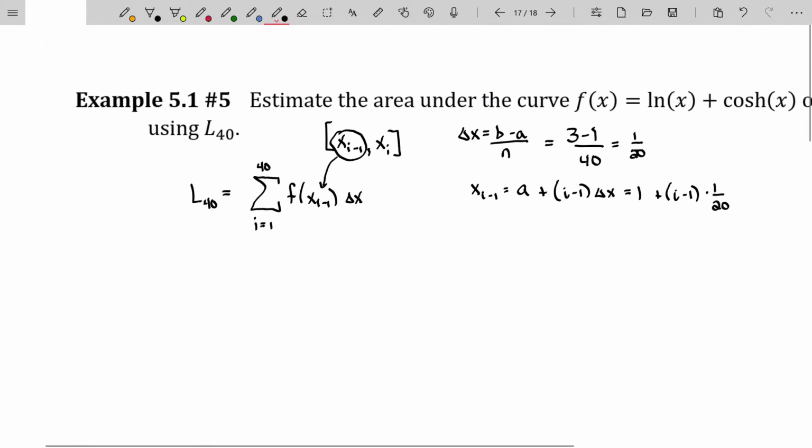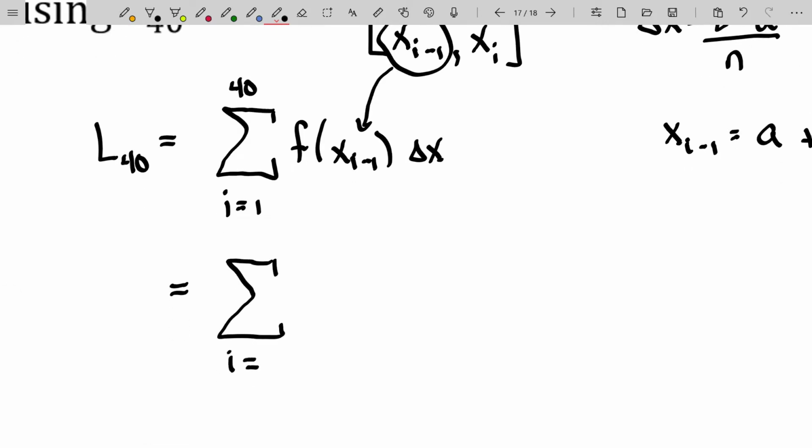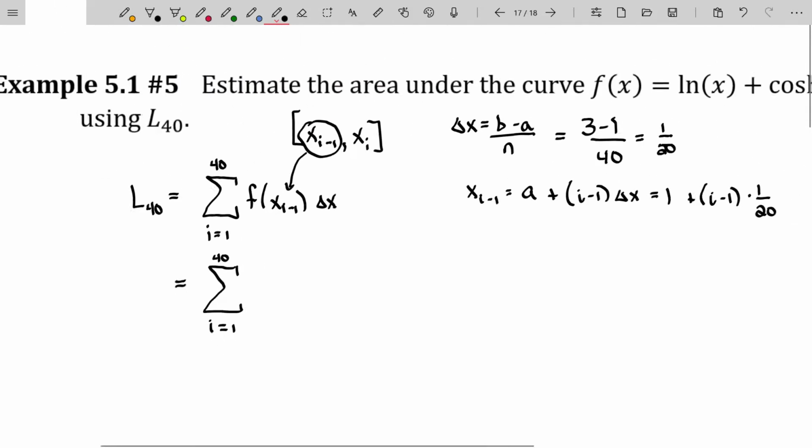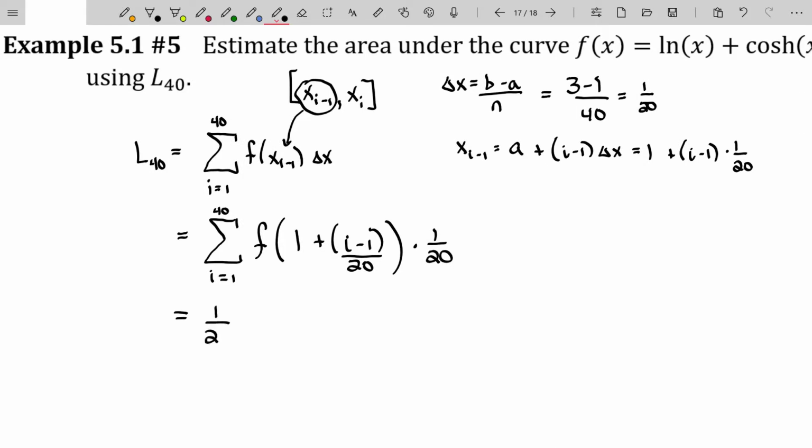I'm going to insert all of that information into the summation formula. This is going to be the sum of i equaling 1 to 40 of f evaluated at 1 plus the quantity i minus 1 over 20. There we go. And we're multiplying that by delta x, which is 1/20th. Obviously, I could just move the 1/20th out, so I'm going to do that. 1/20th summation, i equals 1 to 40 of f at 1 plus i minus 1 over 20.